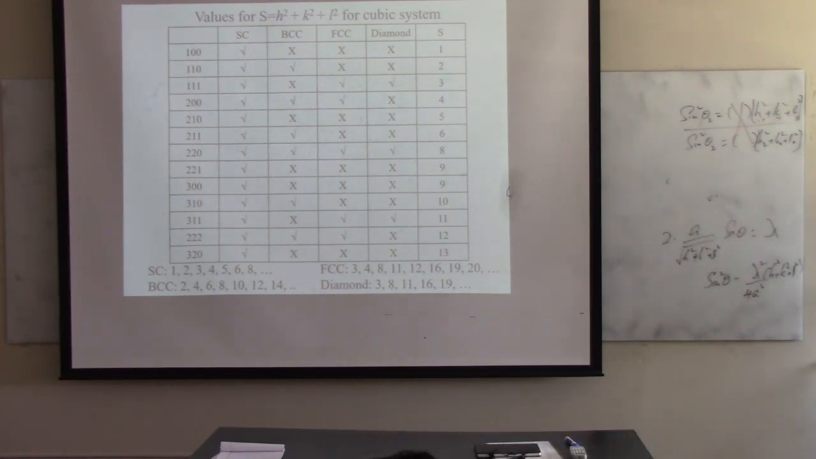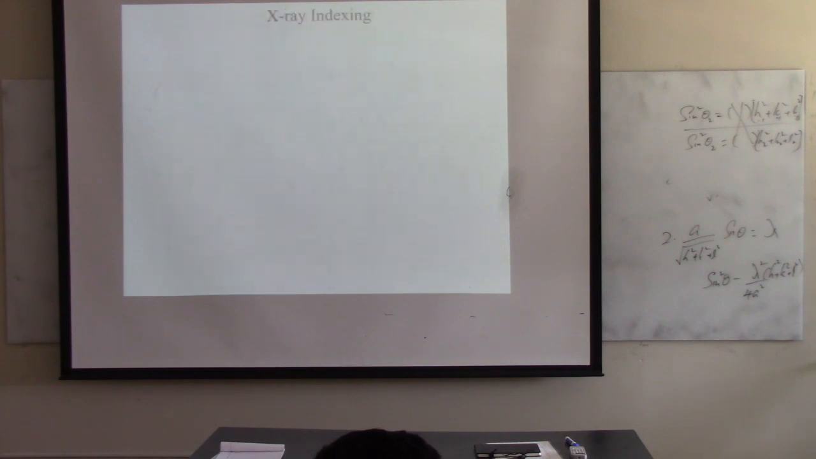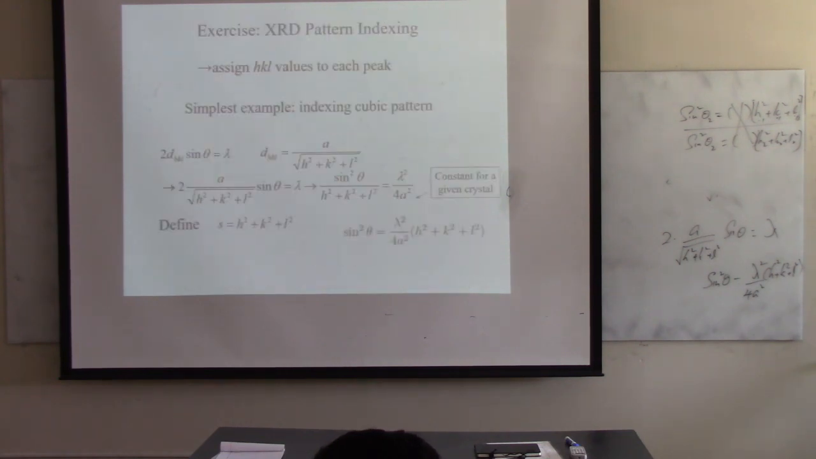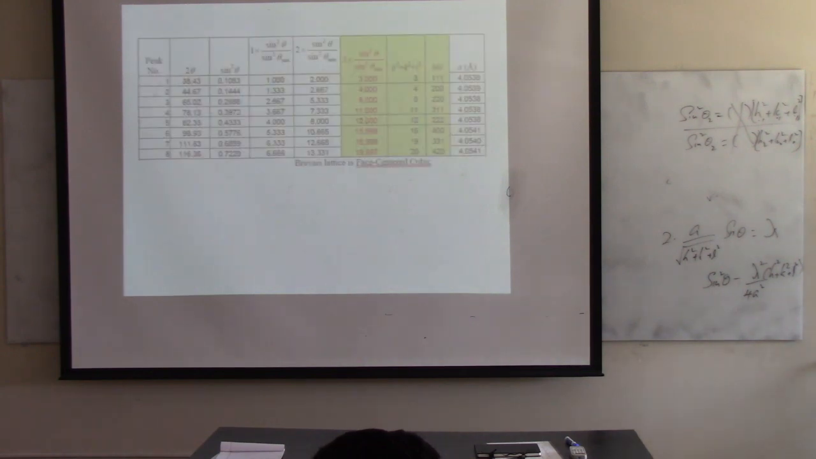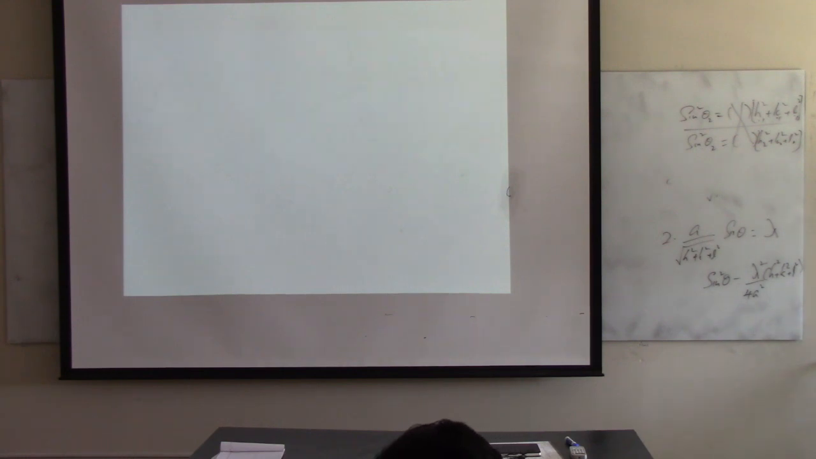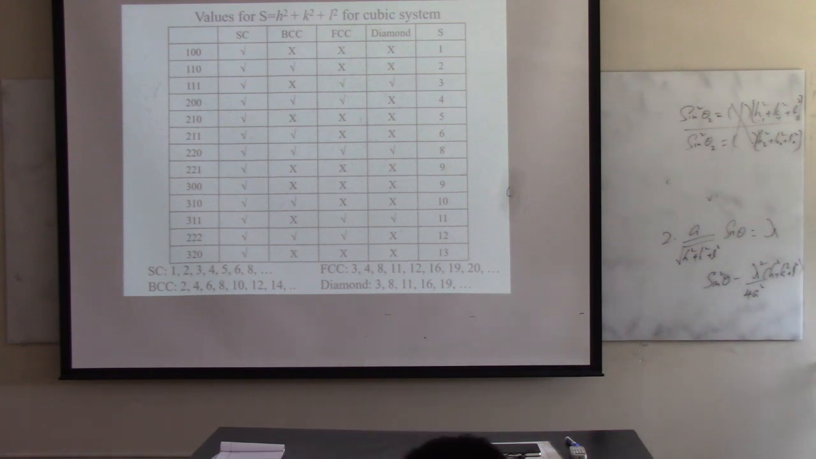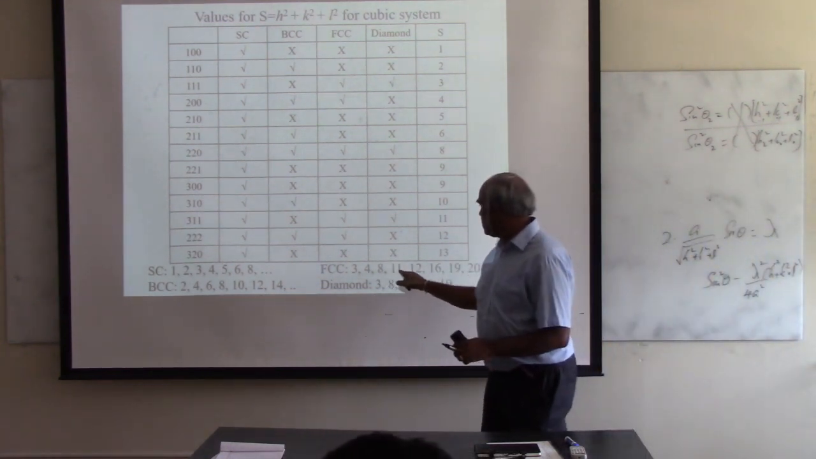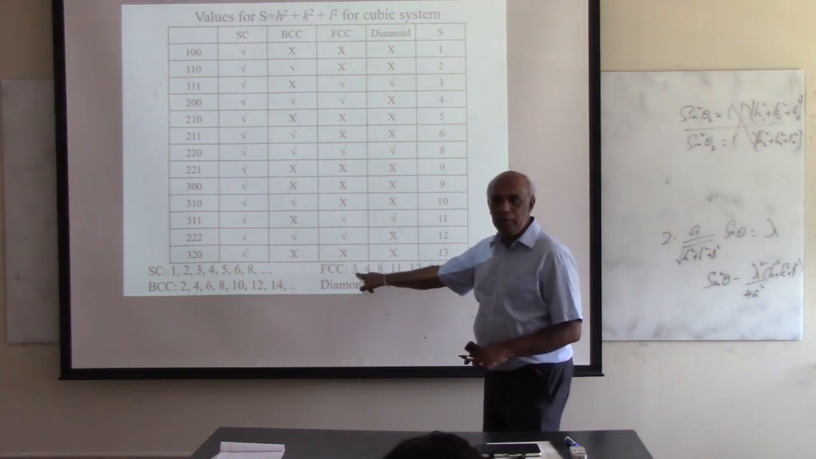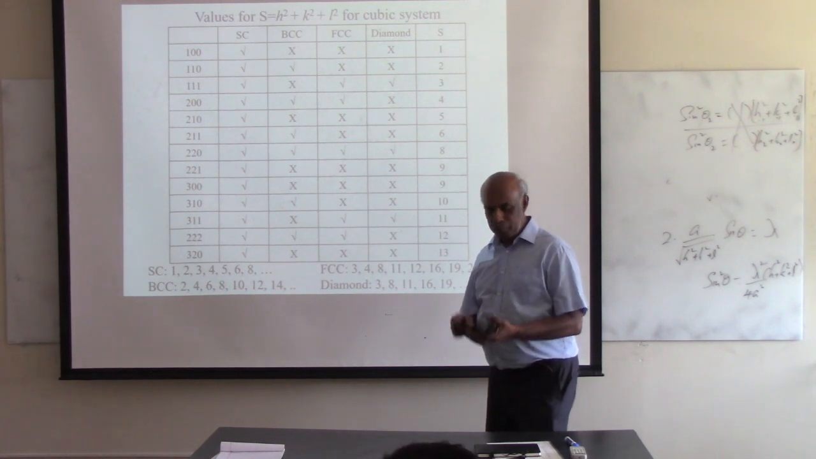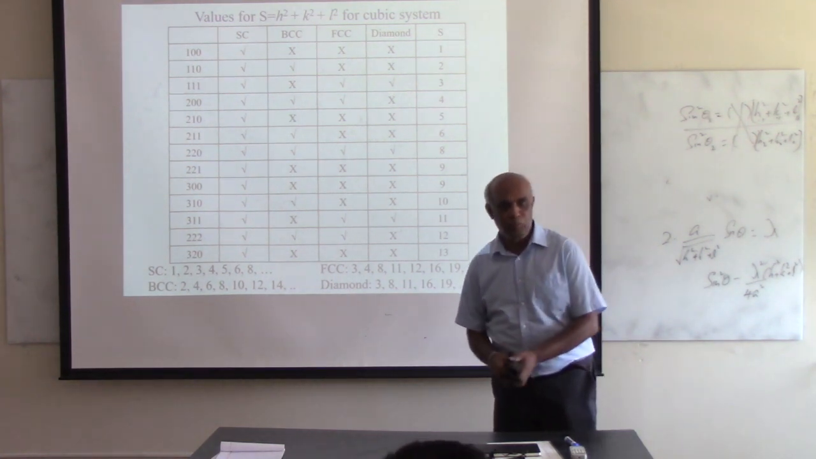I will do this one again next class. What you are seeing here, in this problem, is 3, 4, 8, 11, 12, right? Actually, here you will see that as this sequence, 3, 4, 8, 11. By doing that, you can immediately identify that it is an FCC structure. So we'll do this one in the next class in more detail.